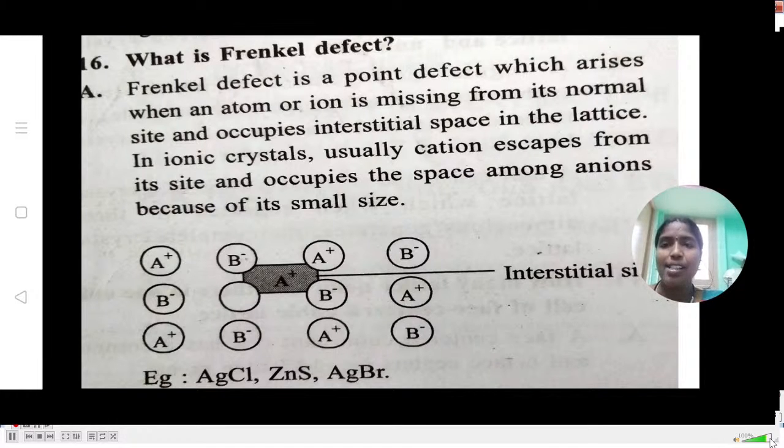In ionic crystals, usually the cation escapes from its site and occupies the space among the anions because of its small size. We know positive is small in size and negative is large in size. So the cation escapes from its normal site and occupies the interstitial space. This is called Frenkel defect. Examples of the Frenkel defect are silver chloride, zinc sulfide, silver bromide.